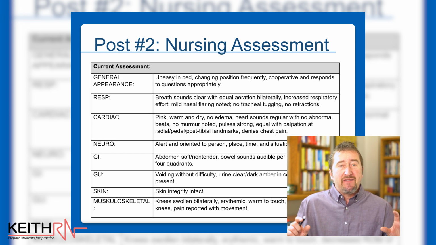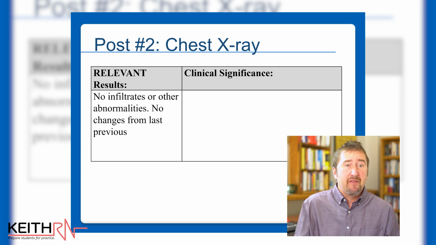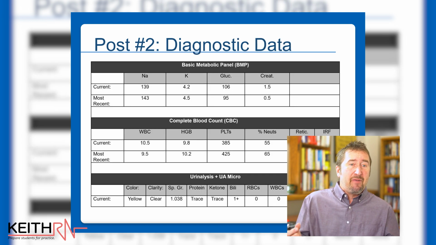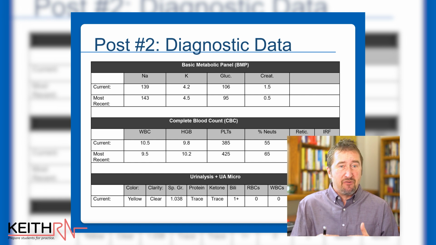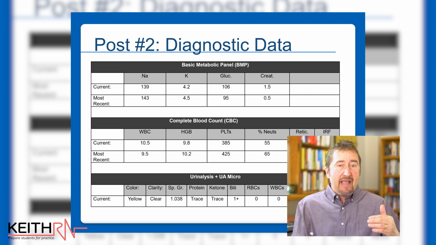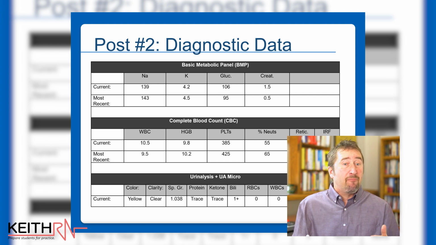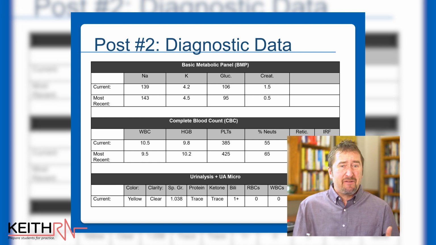And so again, we look at the diagnostic data. Her chest x-ray shows no infiltrates or other abnormalities, no changes from her prior. Her lab values, you can see her basic metabolic panel. Her creatinine has climbed from 0.5 to 1.5. Her CBC is climbing slightly from 9.5 to 10.5. Her hemoglobin is slightly anemic, but not a critical finding. You can see exactly where she's at.